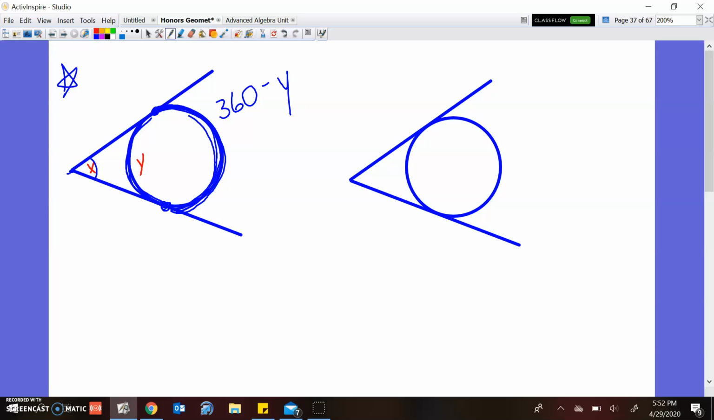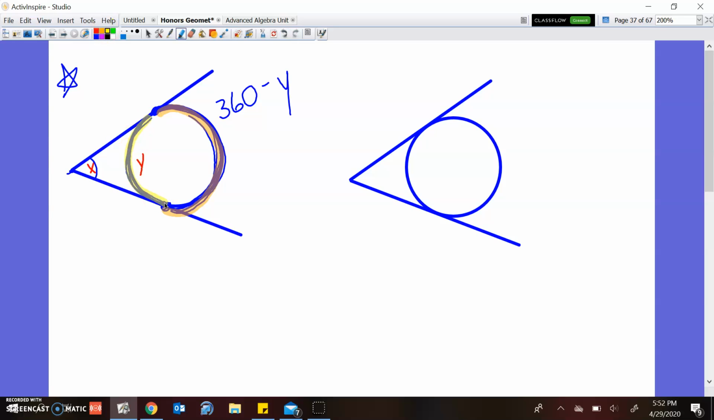So I can't say that this arc here that I'm going to highlight is 360 degrees, but I can say that it is 360 minus whatever that piece is. So those are my two expressions. This major arc is 360 minus y. The minor arc here is going to be just y.